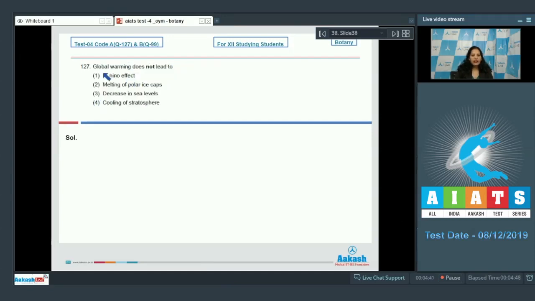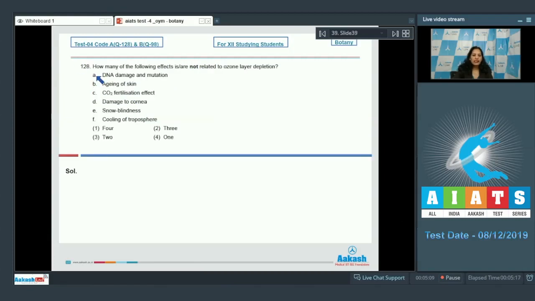Question number 127. Global warming does not lead to El Nino effect. No, it leads to El Nino effect. Melting of polar ice caps, of course. Cooling of stratosphere, yes. Decrease in sea levels. No, when there is melting of polar ice, there will be increase in the sea level, not the decrease. So the correct option for the given question is option number 3. Let's move to the next question.